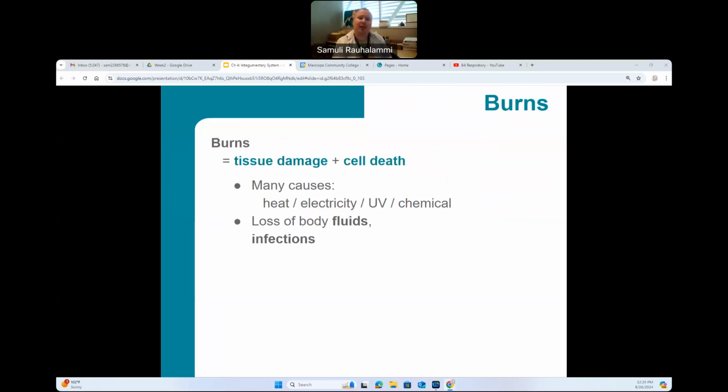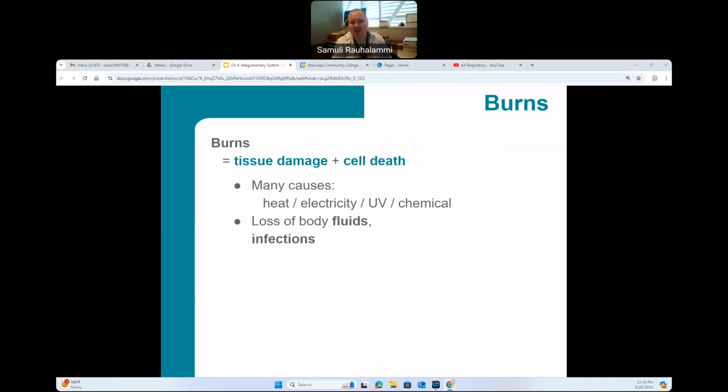Let's move on and talk a little bit about burns. When we're talking about burns of the skin and body, we're talking about tissue damage and cell death. There are many causes of burns in our body, whether it's a heat burn, an electrical burn, caused by UV radiation, or even a chemical burn. So we see that these are a varied group of tissue damage and cell death.